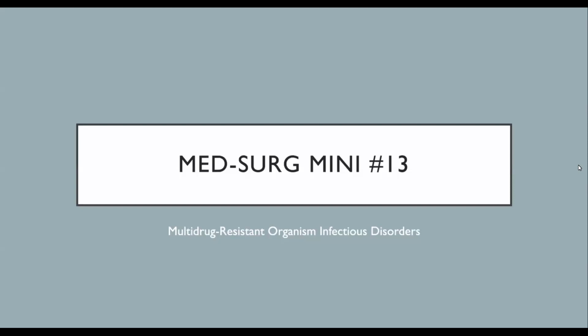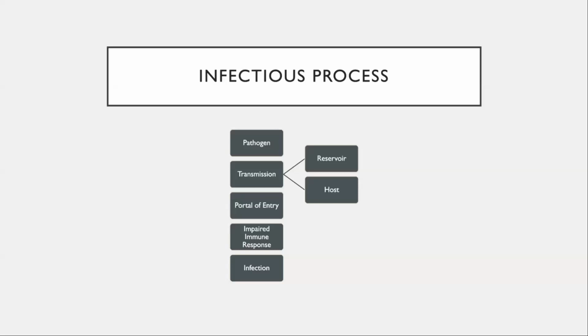The infectious process has to include a pathogen. The pathogen is transmitted either through a reservoir or a host, and then it finds the person that it's going to infect. In order to infect them, they have to have a portal of entry. This portal of entry can be through things like breathing.